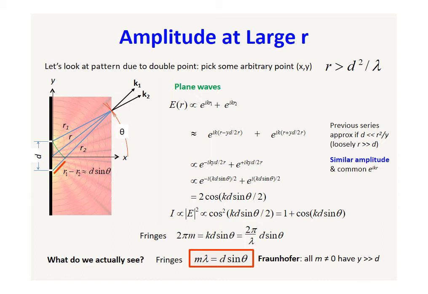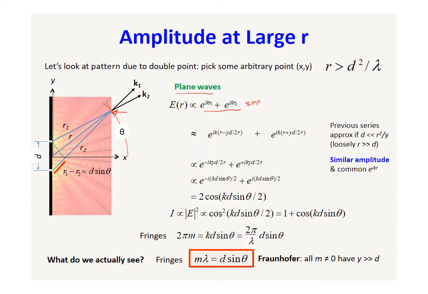Now let's see if we can calculate what the amplitude of the electric field will be at some position xy, just as we did for interference last week. So we are going to be summing our plane waves because we are far away, and the electric field at this point here is going to be proportional to e to the i k r1 plus e to the i k r2. That's our superposition principle in action right there.